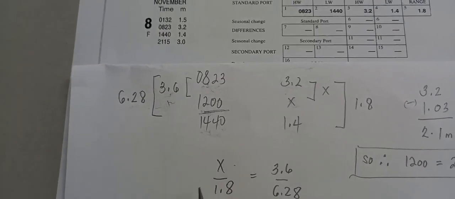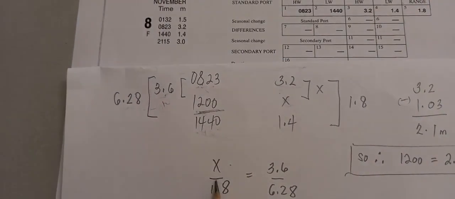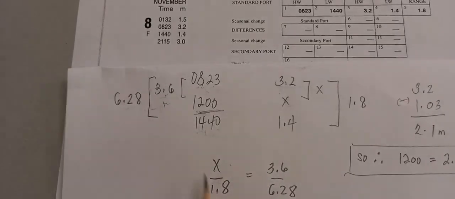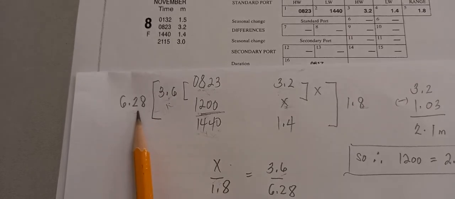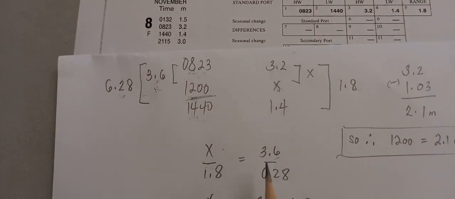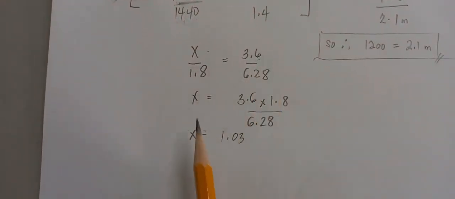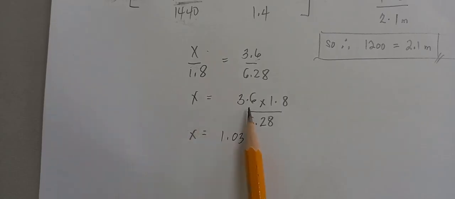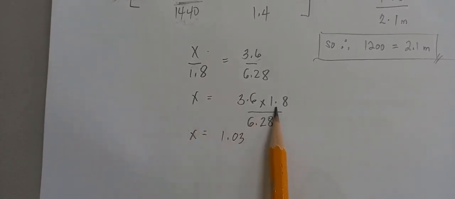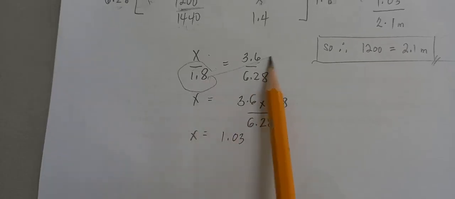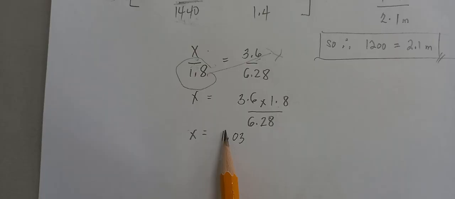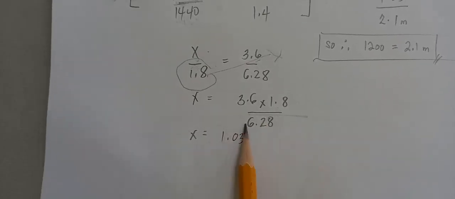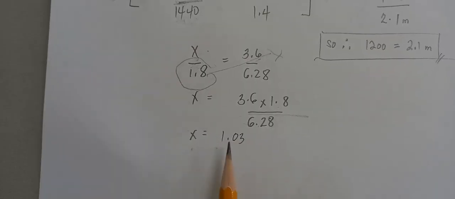Okay, now to get the value of x, cross multiply. x over 1.8 equals 3.6 over 6.28. So x is equal to 3.6 multiplied by 1.8, because you're going to cross multiply in order for x to be left. So 3.6 multiplied by 1.8 divided by 6.28 will give you 1.03.